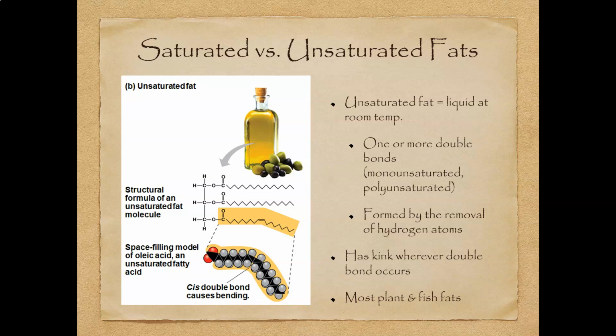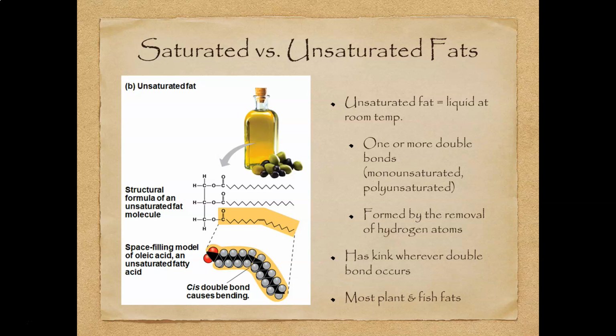But in building that double bond, it actually changes the orientation of the bonds, and it changes the angle at which those bonds form, and so you get kinks wherever those double bonds occur, and that kinking now prevents that ability to tightly pack. And so that's where that unsaturated fat comes from, and the reason it's liquid at room temperature. So most plant oils, fish fats or fish oils, these are going to be your unsaturated fats, and they are considerably healthier from a dietary standpoint.